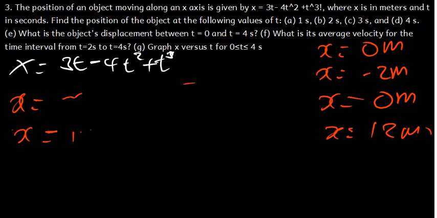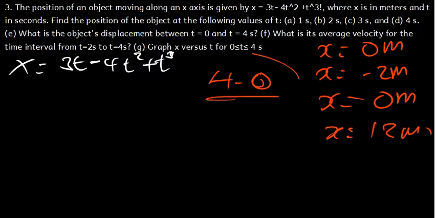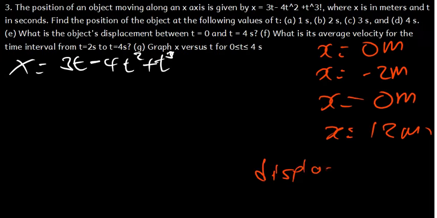Then part E is saying, what is the object's displacement between t is equal to 0 and t is equal to 4 seconds? So in short, it's the same as saying t is equal to 4. What is the displacement? We have already found that: when t is equal to 4, because we are going to say 4 minus 0, we're going to have 4, the displacement is 12. So part E, the displacement will be equal to 12 meters.